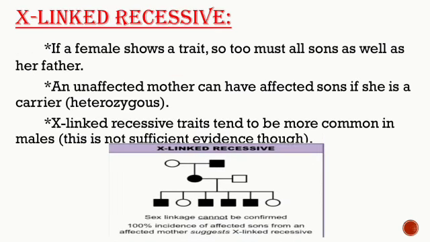X-linked recessive. If a female shows a trait, so too must all sons as well as her father. An unaffected mother can have affected sons if she is a carrier, heterozygous. X-linked recessive traits tend to be more common in males. This is not sufficient evidence though.